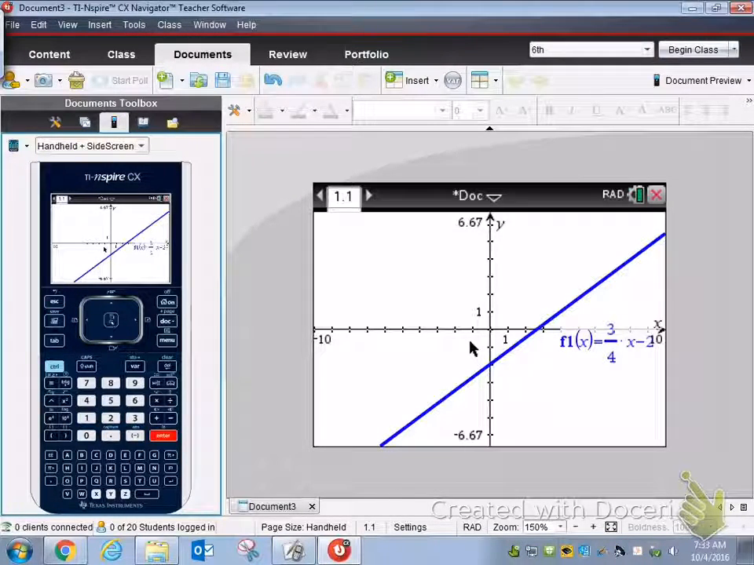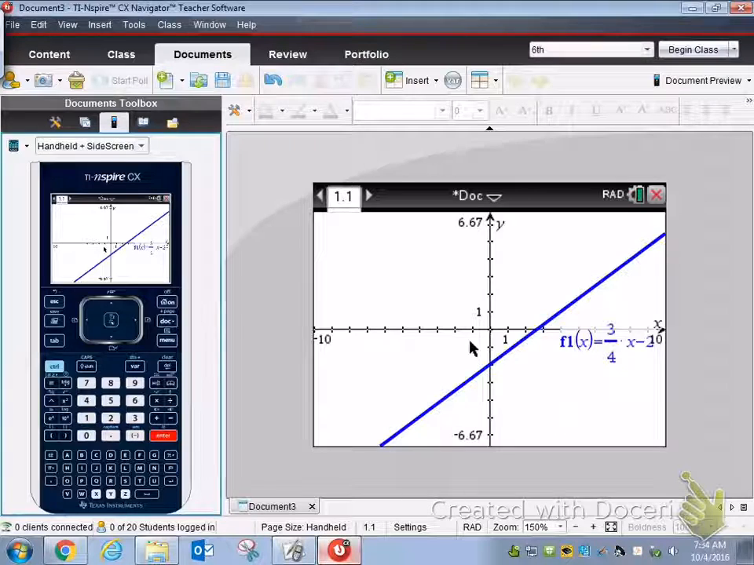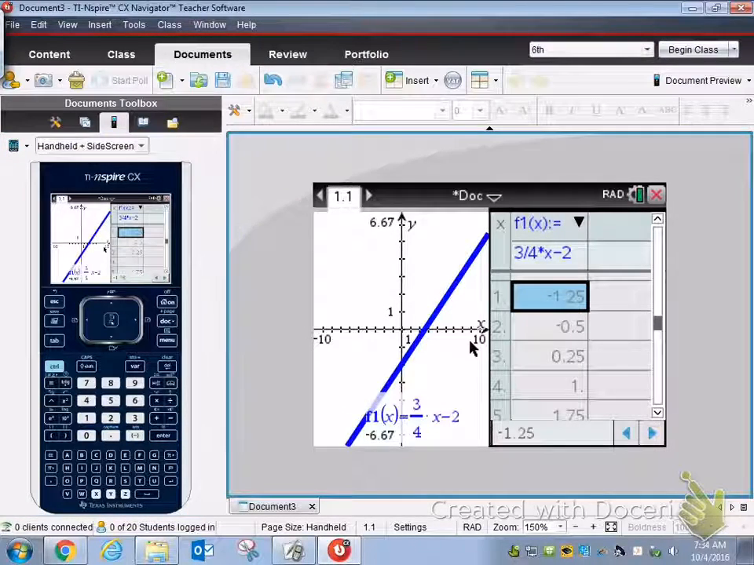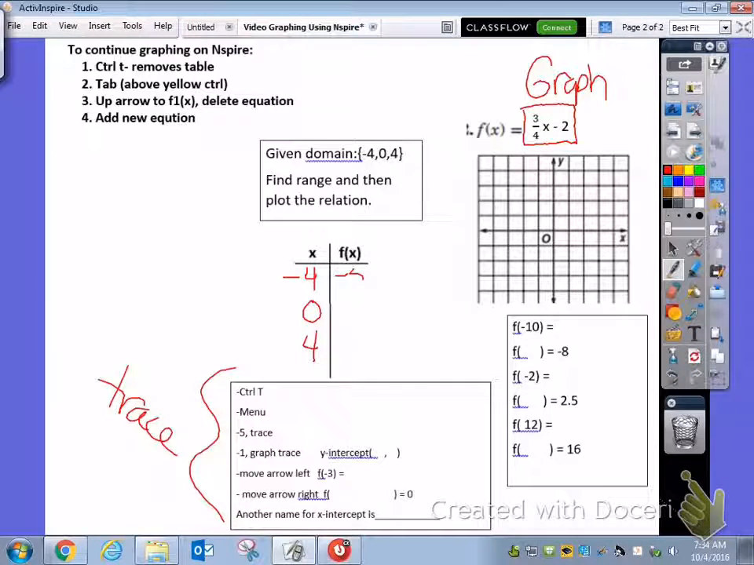Now I have some different values. I have the domain is -4, 0, and 4. So that is my domain. I want to find the range. So -4, to get my table, Control T, I need to go up to -4. X is -4, Y is -5. So Y would be -5. -4, -5. That would tell me to go to the left. -5 tells me to go down.